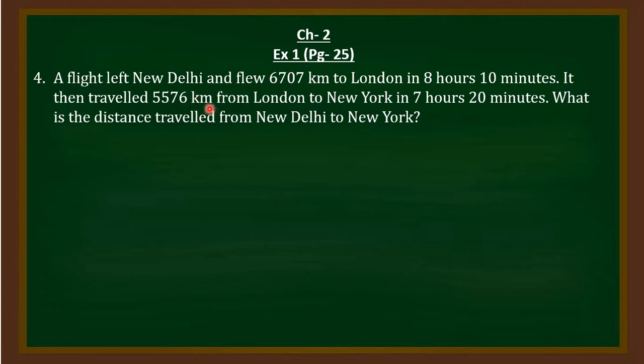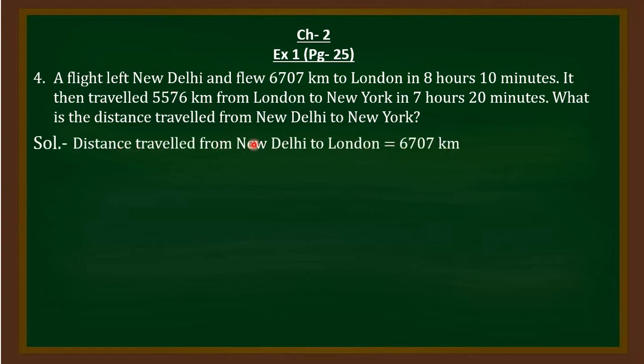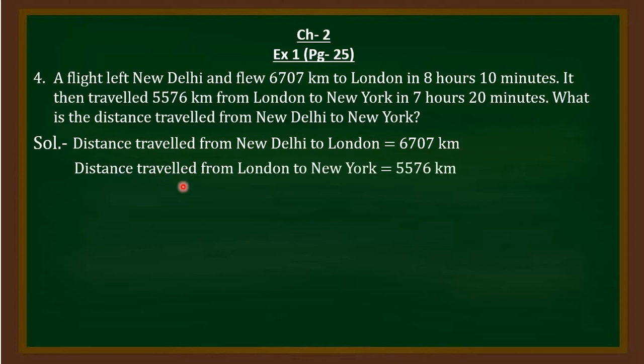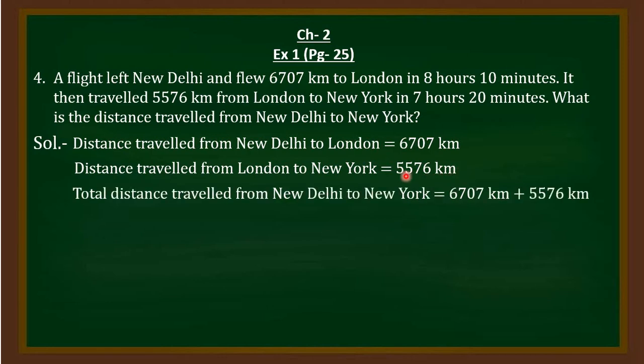So let's start. The first statement would be, distance travelled from New Delhi to London is equal to 6,707 kilometers. Kids, here we are given the units, so please don't forget to mention the units. Distance travelled from London to New York is equal to 5,576 kilometers. And how will you calculate the total distance travelled from New Delhi to New York?